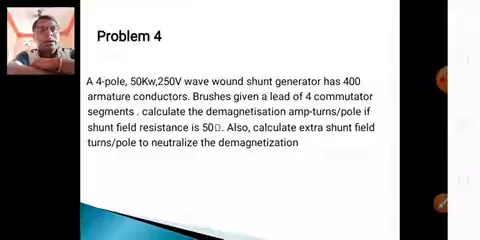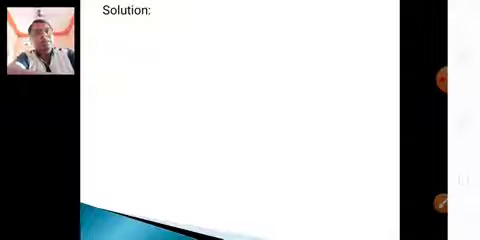Brushes given a lead of 4 commutator segments. Calculate the demagnetization ampere turns per pole if shunt field resistance is 50 ohms. Also calculate the extra turns to be added to neutralize the demagnetization.